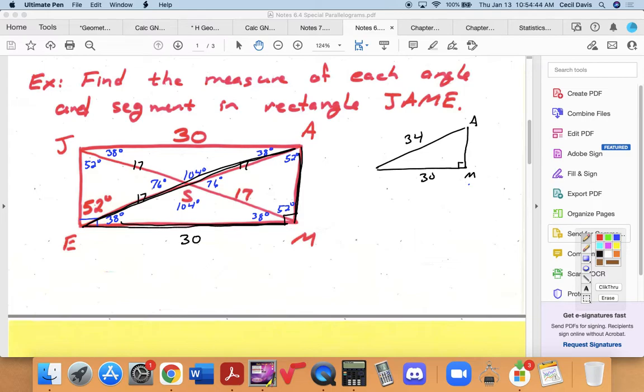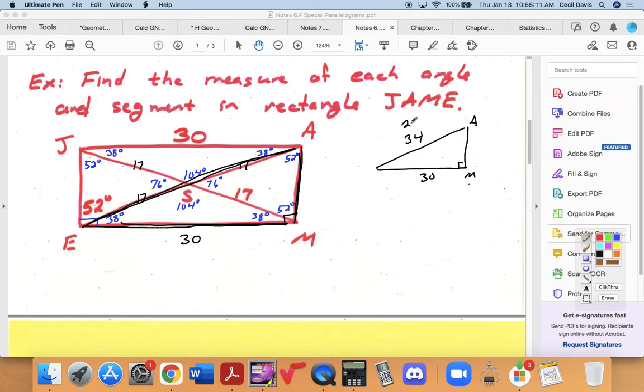How can we find the length of AM? I don't know. The Pythagorean Theorem? Yes, the Pythagorean Theorem. We've got a right triangle and we've got two sides. We can do the Pythagorean Theorem, and it is a Pythagorean triple.